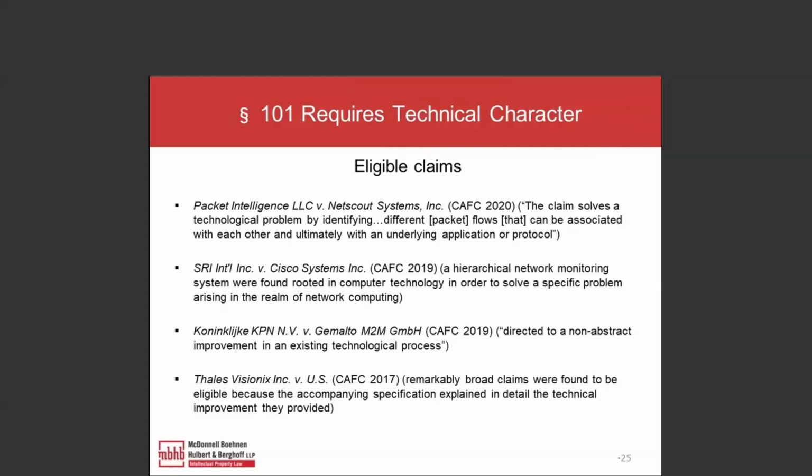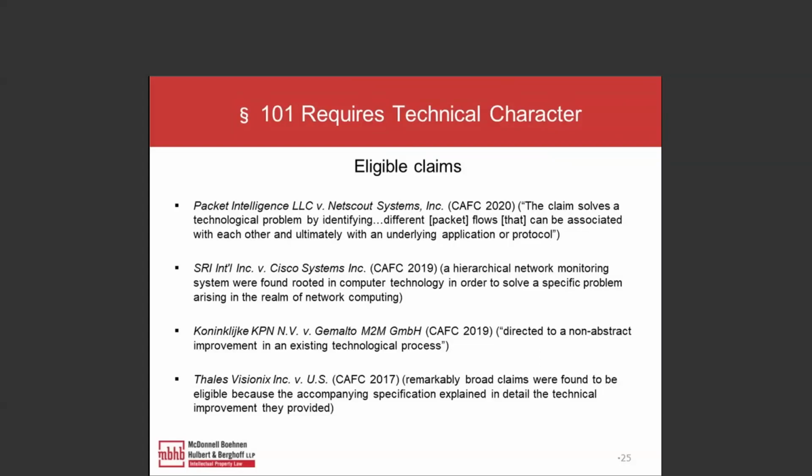In SRI, a hierarchical network monitoring system was found to be rooted in computer technology to solve a specific problem. There's the word specific again, by the way. In KPN, the claims were directed to a non-abstract improvement in an existing technological process. And in Thales, here we had very broad claims that were found to be eligible because the underlying specification described the technical problem and the technical improvement involved in the invention.